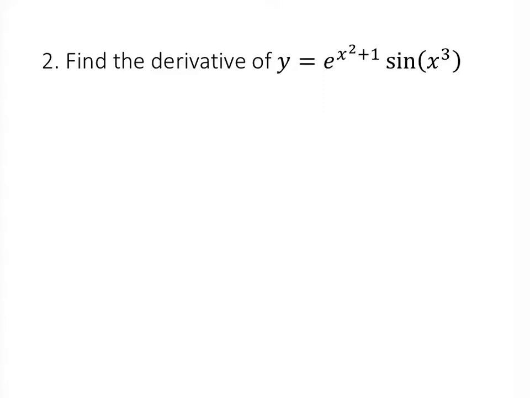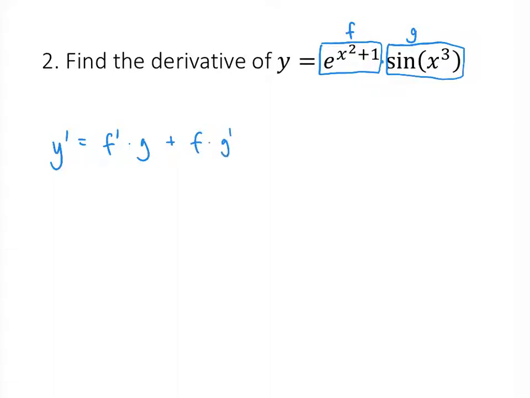And so what we need to realize when we look at this function is that ultimately this is a product. The last operation that happens in constructing this function is that we take e to the x squared plus 1 and multiply it by the sine of x cubed. Since product was the last operation, that means that the product rule is the rule that we need to use first. So we'll call the first function f and the second function g. So that means that my y prime is going to be f prime times g plus f times g prime.